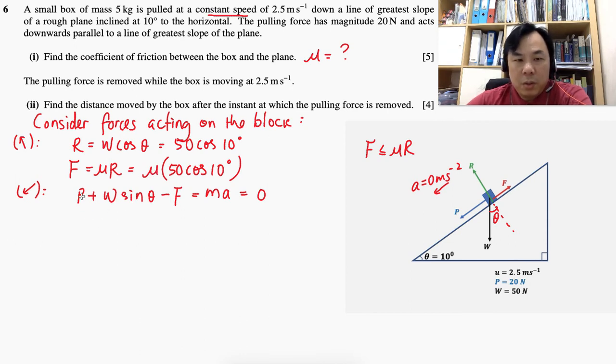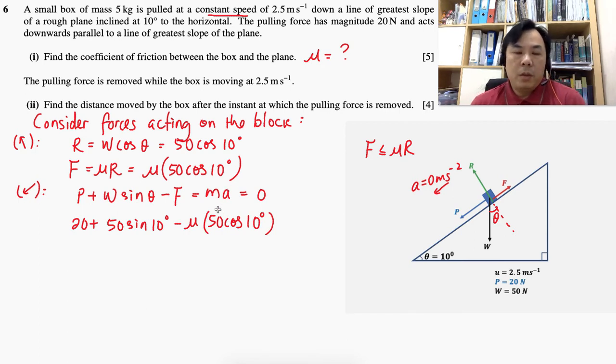Therefore, from here, what we're interested to find is the coefficient of friction. So I'm going to substitute everything that we have. The pulling force is 20. The weight is 50, so 50 sine 10 degree, subtract off the frictional force, which is given by 50 cosine 10 degree. Now at this point, I will not key this into my calculator because I want to get a value that is as accurate as possible when I reach the end of my analysis here. So that should be equal to 0.